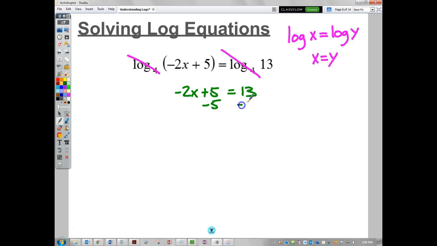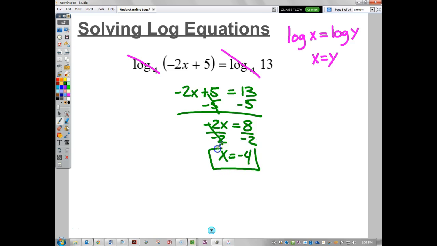All right, and then you want to combine your like terms, subtract 5 from both sides. 13 minus 5 is 8. Divide by negative 2, and x equals negative 4.